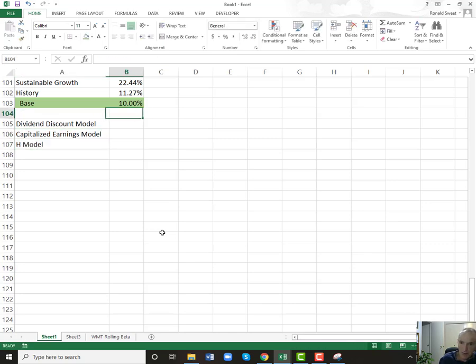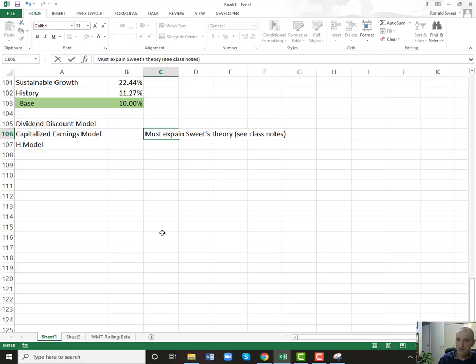The dividend discount model, you can just use the formula. Capitalized earnings, you must explain. Sweet's theory here, it's in the notes. No one knows what capitalized earnings model means. That's just my creation. So, in fact, Darren hates this model. And the H model, you can just use the formula.